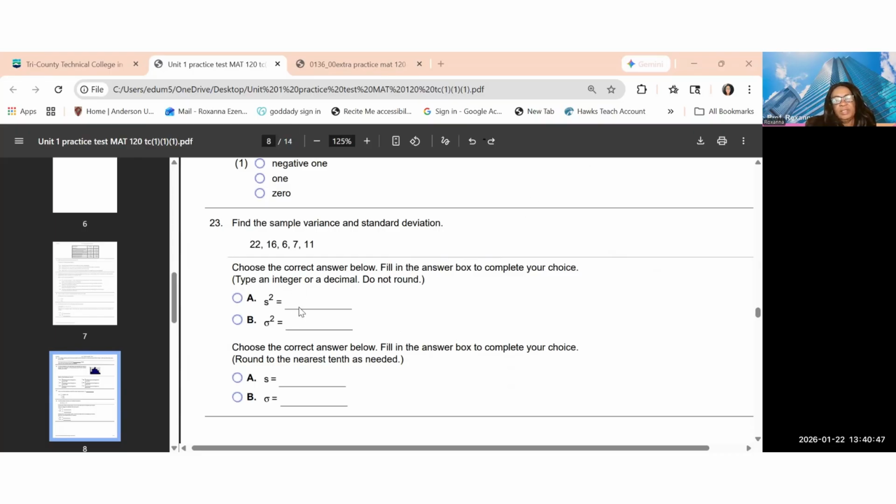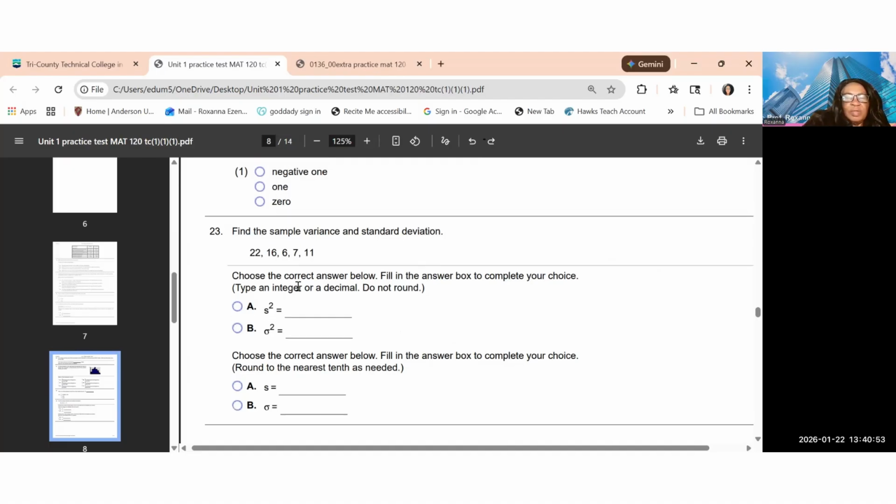All right, so 44.3 is my answer as variance. I'll just put it here, the answer to the nearest tenth, 44.3. And then put the other answer there.